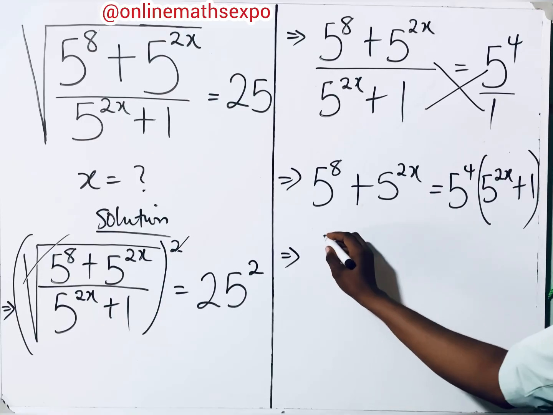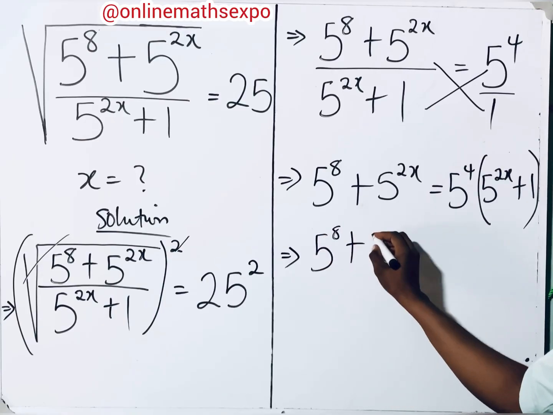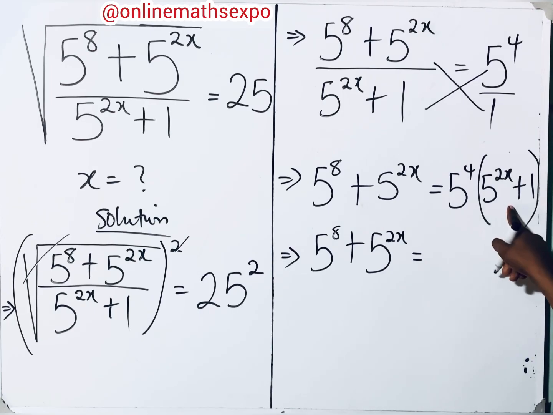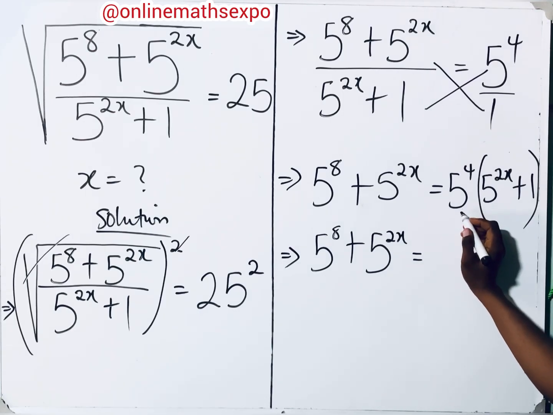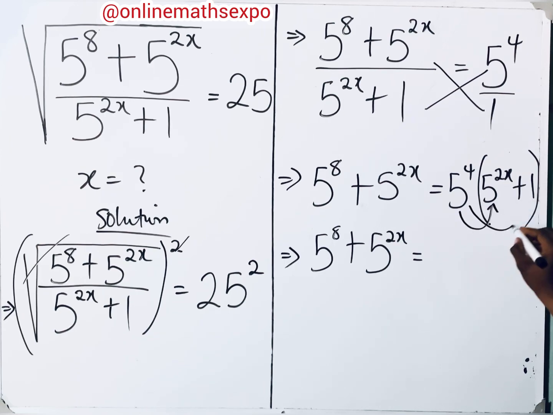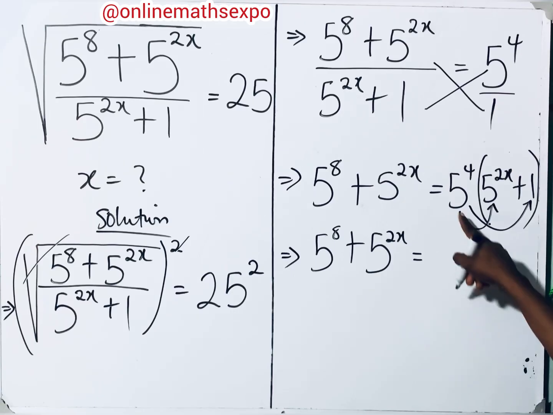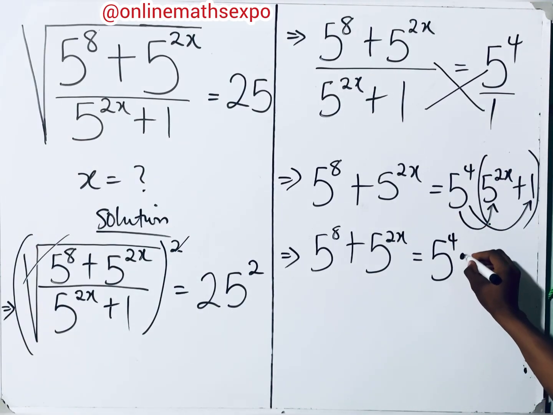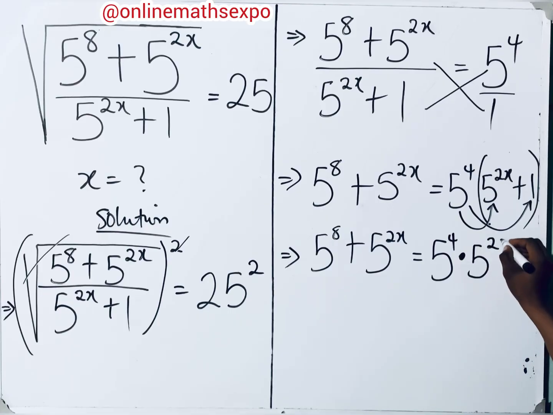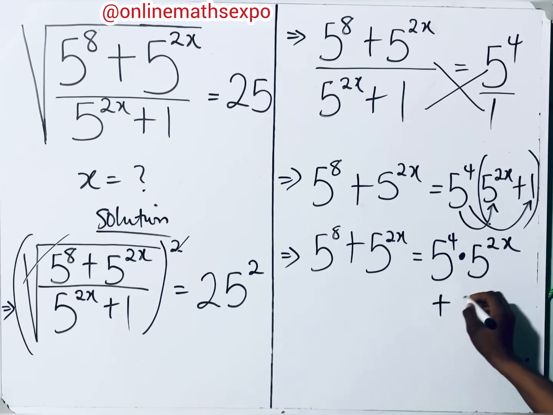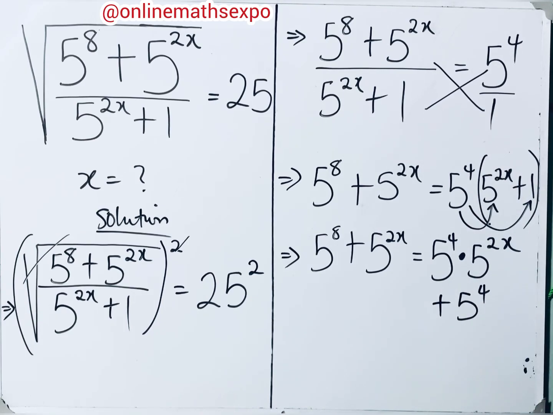This is giving us 5 to the power of 8 plus 5 to the power of 2x is equal to, now when you have something like this, you're going to use this value to expand the bracket. So this 5 will multiply this and will also multiply 1. Did you see? So 5 to the power of 4 multiplies this. We have 5 to the power of 4 multiplying 5 to the power of 2x. I hope you are seeing it. Then this will multiply 1, and when you multiply this by 1, it gives you back 5 to the power of 4. You see what we have?